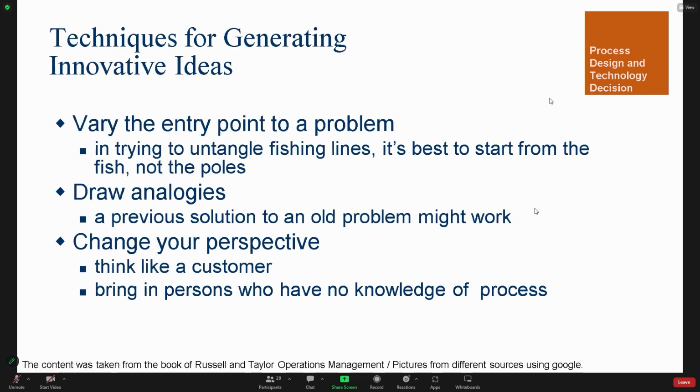So techniques in generating innovative ideas. Vary the entry point to a problem. If pwedeng, unstable, pwede kang dito mo titignan yung problema o dito. Draw analogies. A previous solution to an old problem might work. Dati, yung may problema kami sa kitchen namin. Nagawa namin ito, baka pwedeng gawin dito. That's analogy. Kasi baka pwedeng i-apply yung solution mo doon. Change your perspective. Think like a customer.